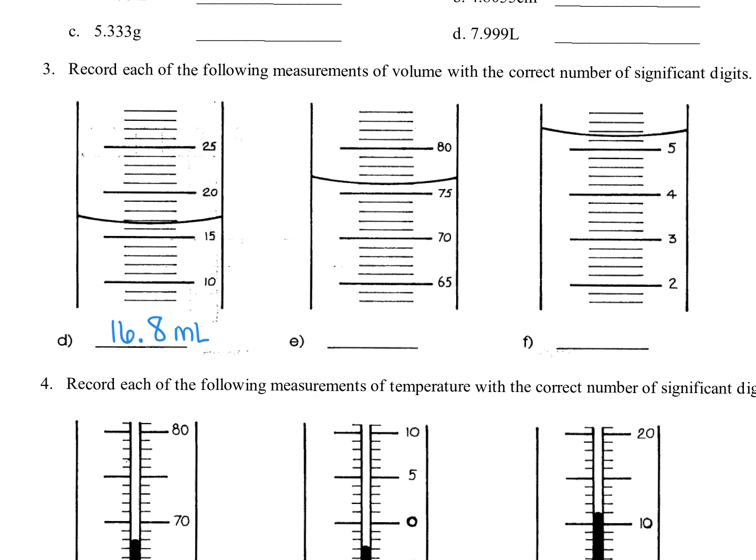Okay, let's look at the next one. So again, here's 75, here's 80. What does each individual line represent? Okay, 1. So where does the bottom of the curve look like it's going to fall? 76. Okay, 76. How many of you think it's exactly at 76? Okay, so we know it's at 76. How many more digits do you have to guess? Still 1. So what are we going to write? 0.0. If you think it's exactly at 76, I would do 76.0. You think it's exactly on the line.